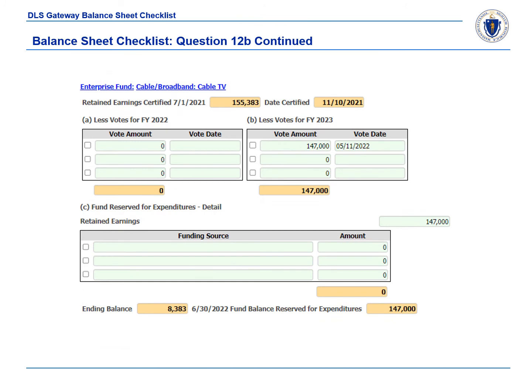You are required to complete Sections A, B, and C for each enterprise fund that you have. For example, if your community has 3 enterprise funds, you will complete 3 separate 12B questions, one for each enterprise fund. The balance sheet checklist automatically populates the retained earnings amount and date certified for each enterprise fund.